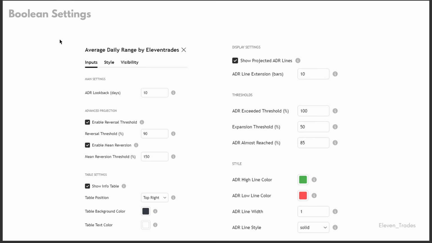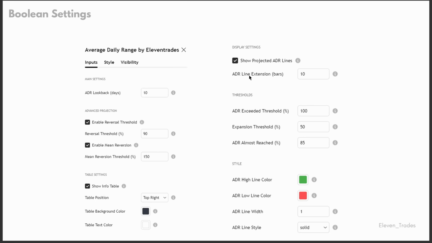Now, these are the indicator settings. I have also plotted an eye icon which can help you with the settings. I have added it to every one of the settings. So the first one is the ADR lookback. You are going to adjust the lookback period, enable the reversal threshold, mean reversion. I'm going to explain it to you in the charts.